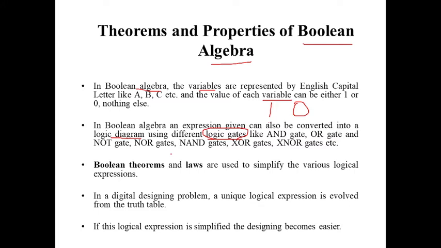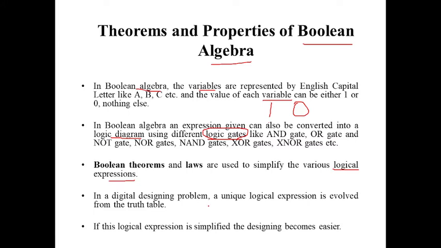So logic gates means these are the basic building blocks of developing your digital circuit. If you want to design our digital circuit, then we can design our digital circuit using these logic gates. So Boolean theorems and laws are used to simplify our logical expression. So our logical expression can be simplified using these different types of laws and theorems.